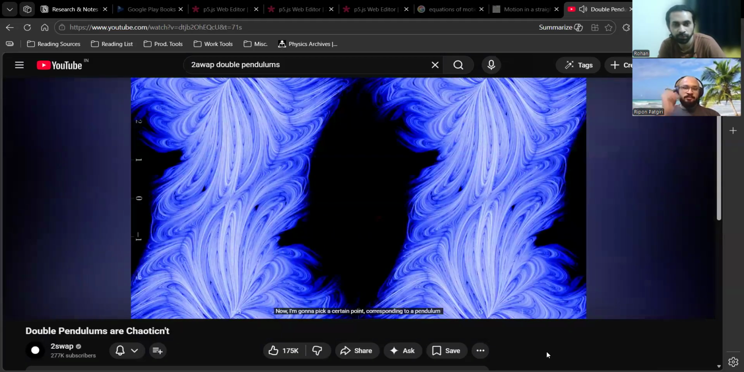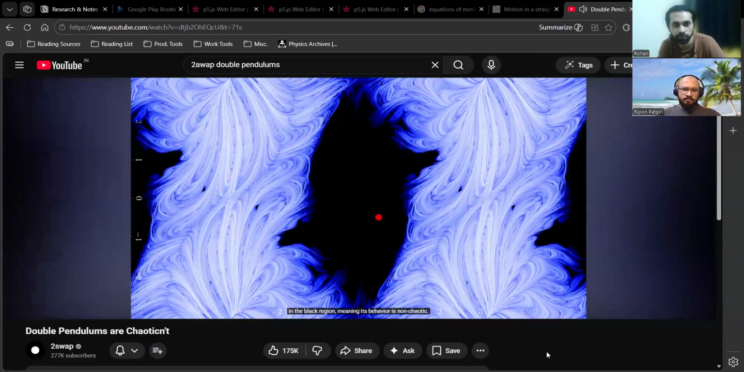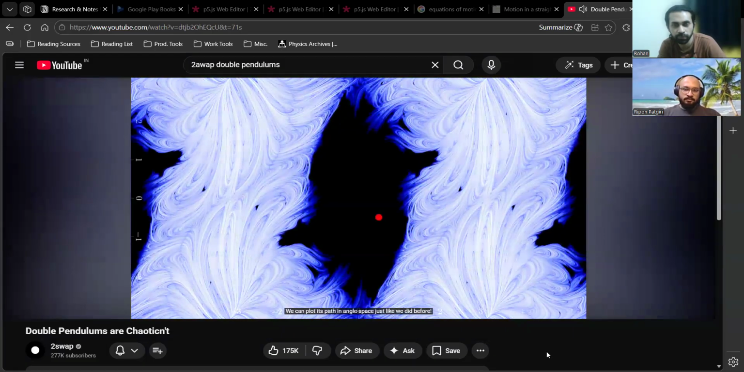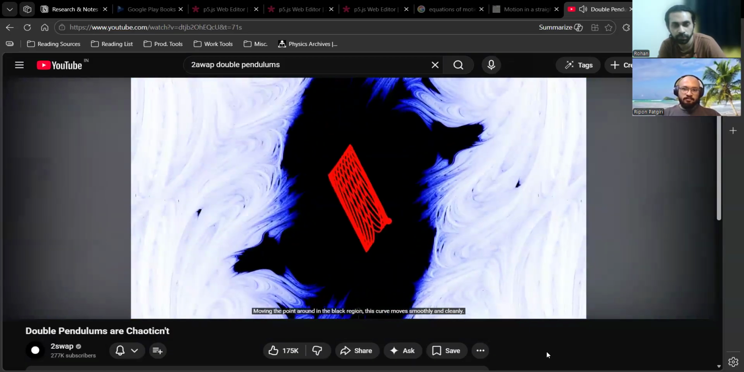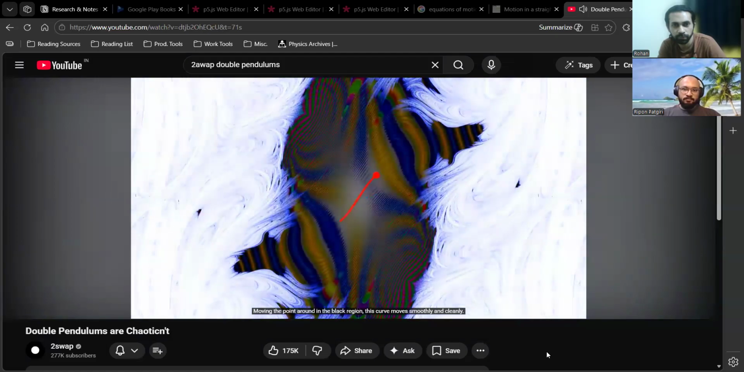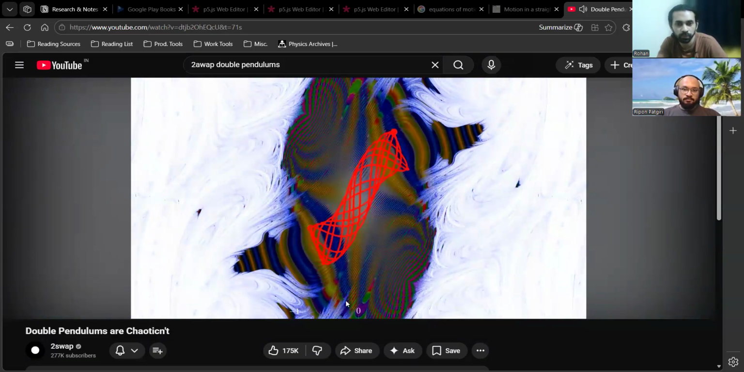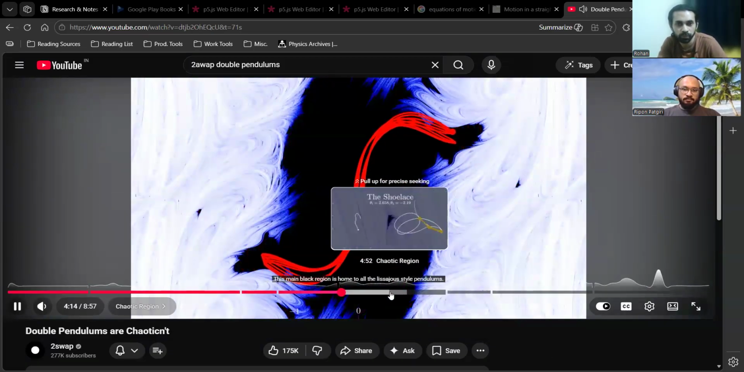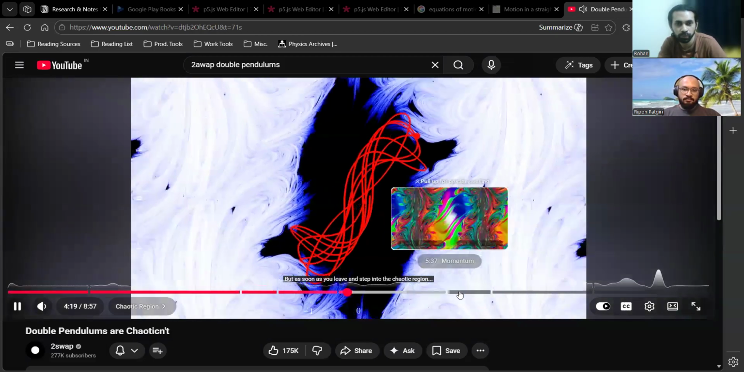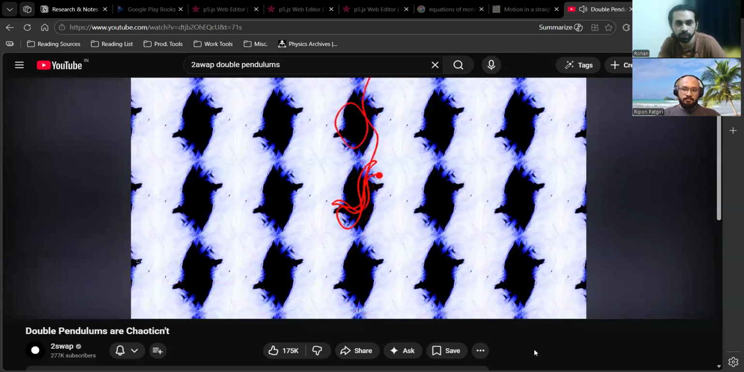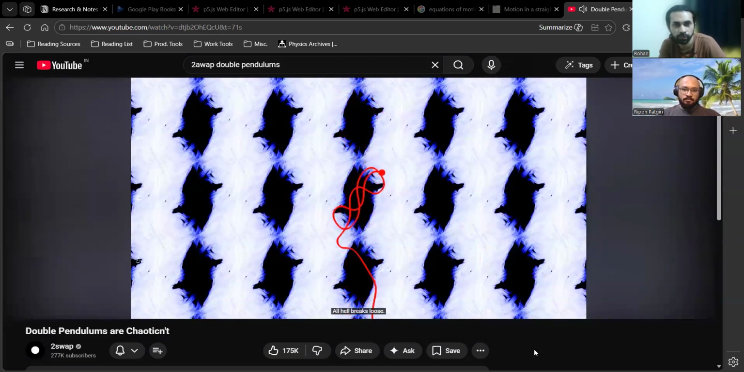Now, I'm going to pick a certain point corresponding to a pendulum in the black region, meaning its behavior is non-chaotic. We can plot its path in angle space just like we did before. Moving the point around in the black region, this curve moves smoothly and cleanly. This main black region is home to all the Lissajous style pendulums. But as soon as you leave and step into the chaotic region, all hell breaks loose.